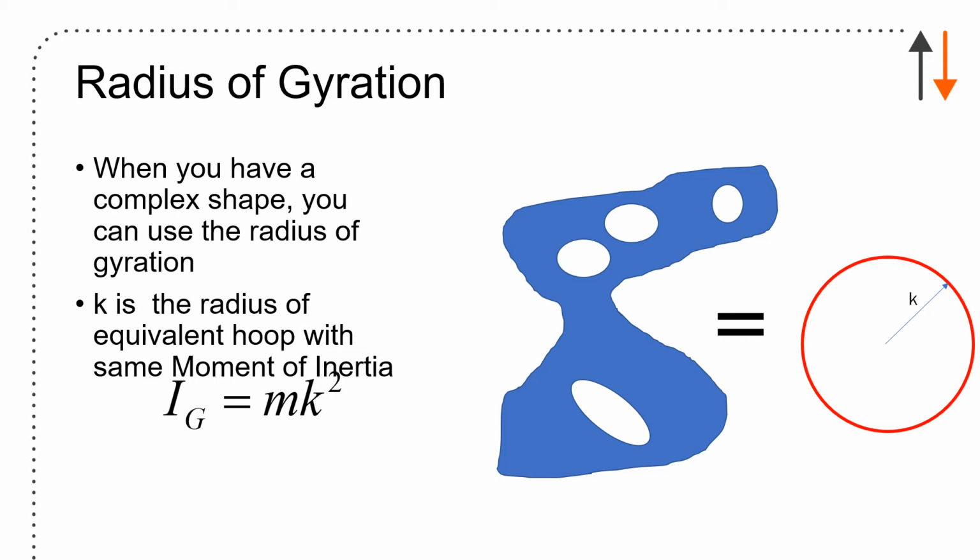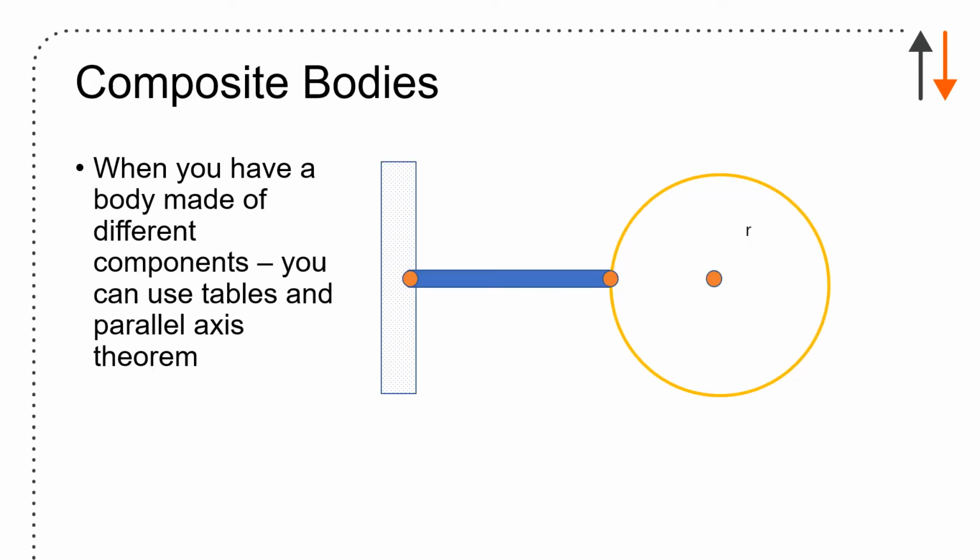So when you have this complex shape right here, which is an artistic representation of what I think is great art, that was also equal to this hoop, all of the mass spread a distance k from its center. But I G in this case is always going to be m k squared. And k, again, has units of distance: I G over m, square rooted, units of length.